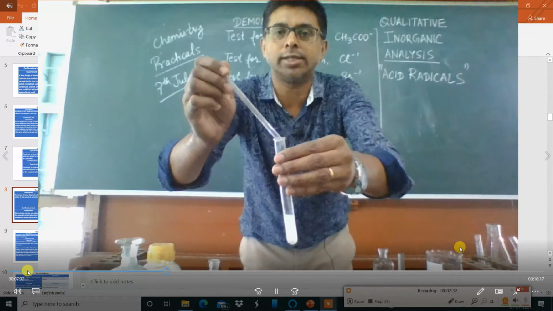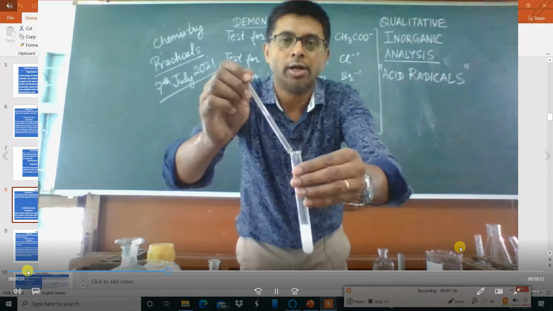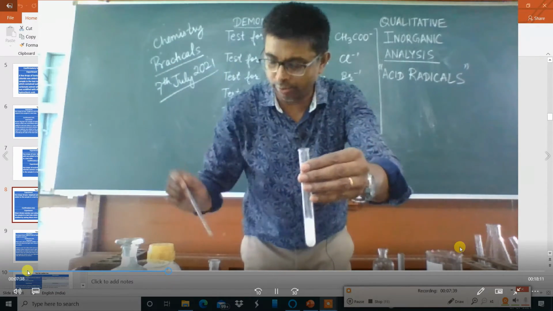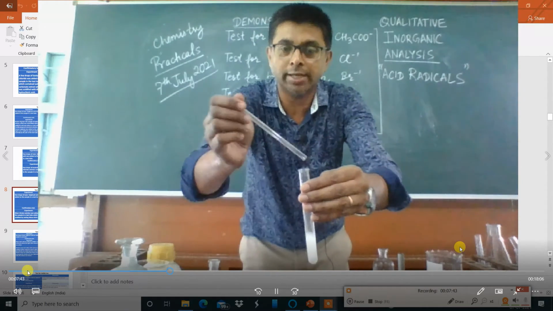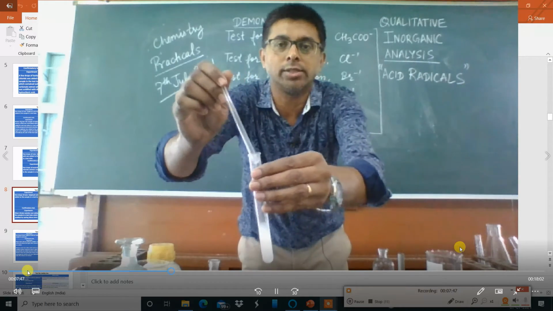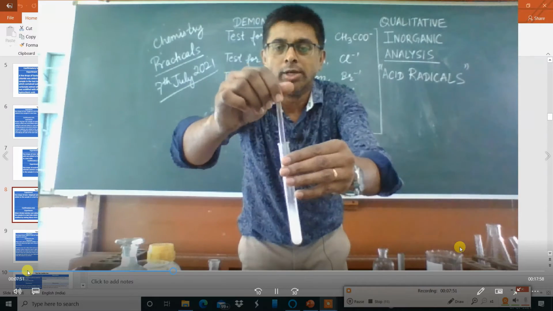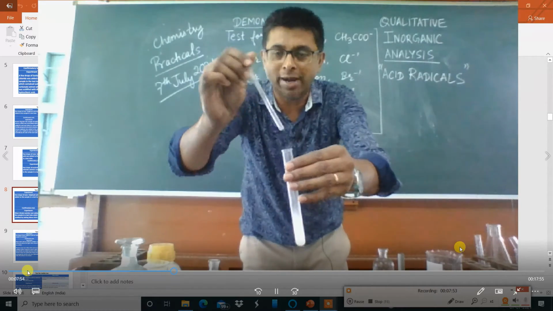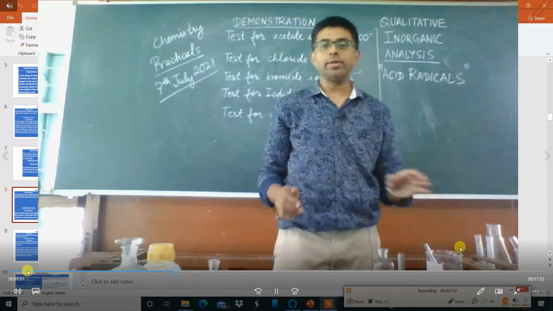Then I am keeping a glass rod dipped in ammonium hydroxide, which produces dense white fumes. This is the first part, after a few drops of conc. sulfuric acid. Then you can see the white fumes coming out from the test tube when the glass rod dipped in ammonium hydroxide is placed at the mouth of the test tube of the reaction mixture.